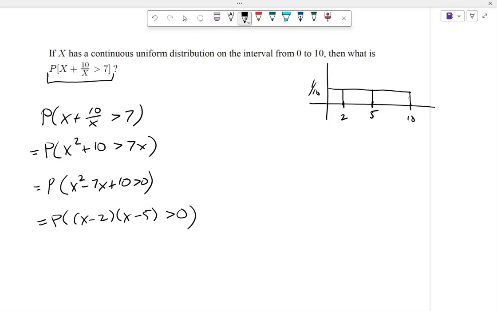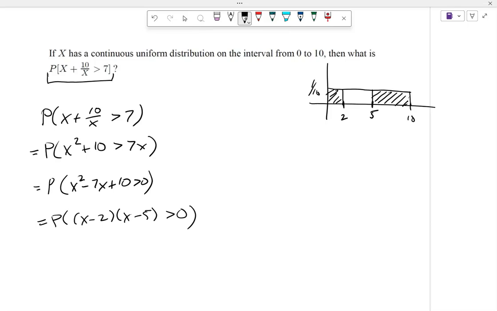5 to 10 is one of them, right? This one works. Any other interval? And 0 to 2 works, doesn't it? Those are the two intervals that we're interested in. If you're between 0 and 2, both factors are negative, which makes it positive. If you're bigger than 5, both factors are positive, which makes it positive, right?